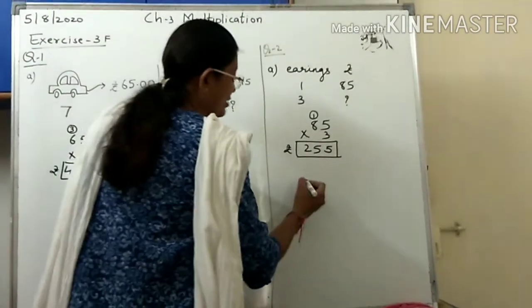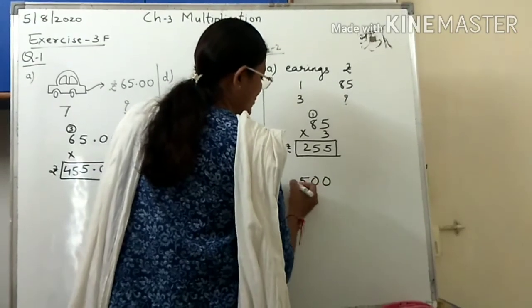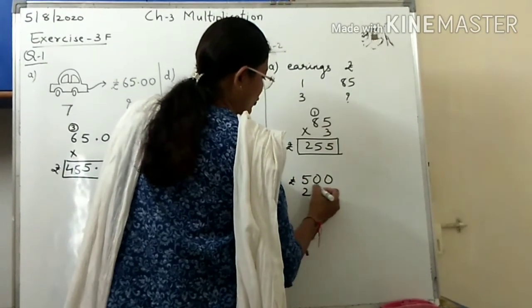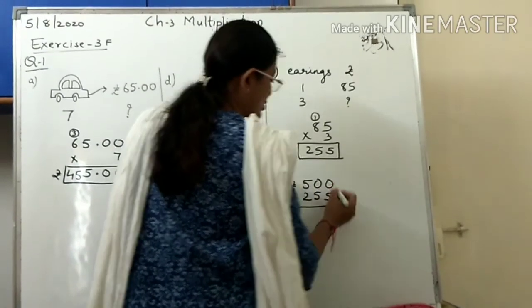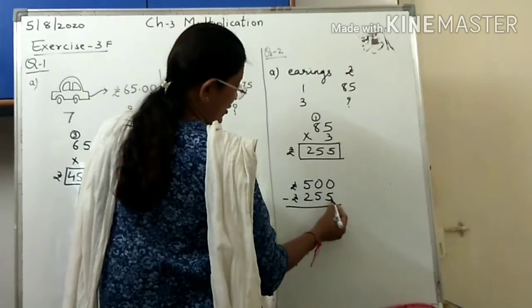Okay. Now she is paying to the shopkeeper rupees 500, and from that 255 you have to subtract. Okay, so you cannot subtract 5 from 0.